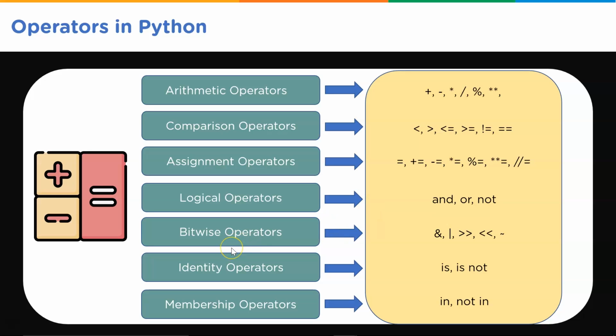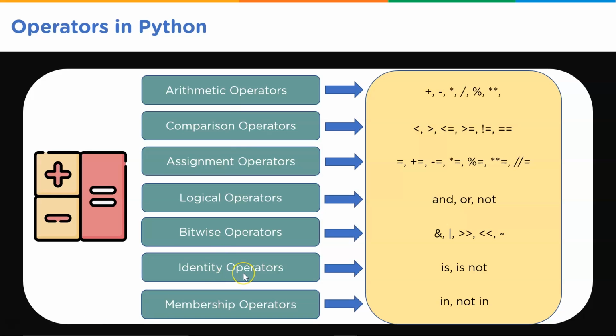We also have bitwise operators. Bitwise operators act on operands as if they were strings of binary digits. It acts on bits and performs bit by bit operation, hence it is called a bitwise operator. Here each value is evaluated as zeros and ones.